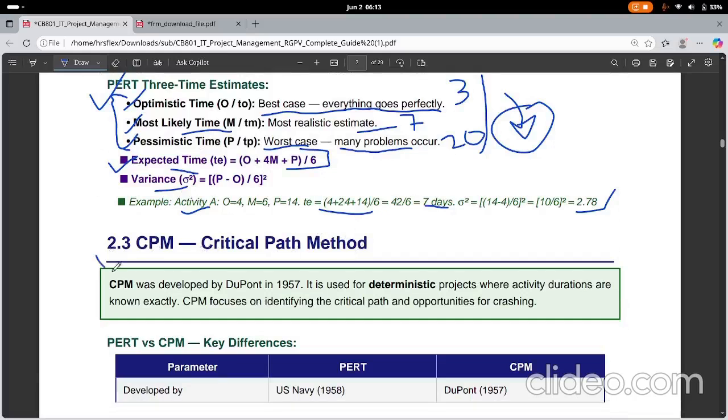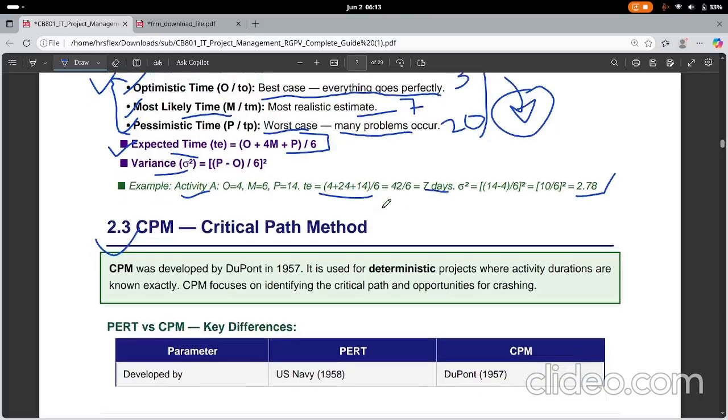The second thing is CPM. Hope it is clear to you. If you are not clear with it, you can just comment it down. I'll clear it for you. Okay.